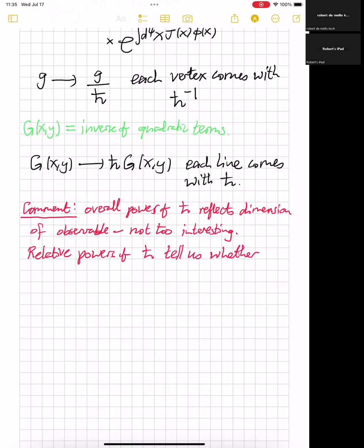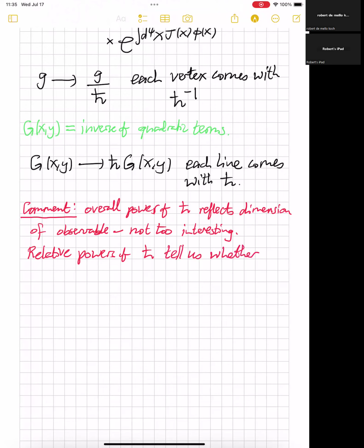If the leading term goes like h bar cubed, well, that's the classical term. And if the term you add to that is an h bar to the 4, well, that's h bar times the classical term. So that would be a quantum correction. So it doesn't matter what power in h bar you have. What matters is what power in h bar you have compared to the leading term.